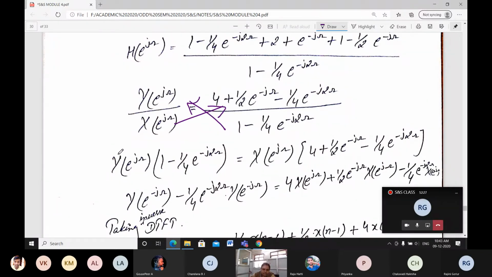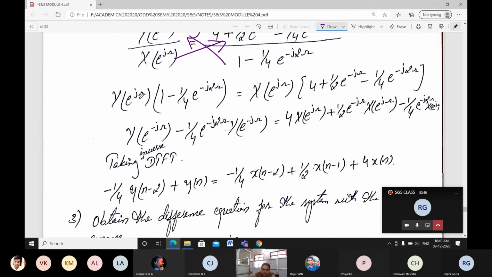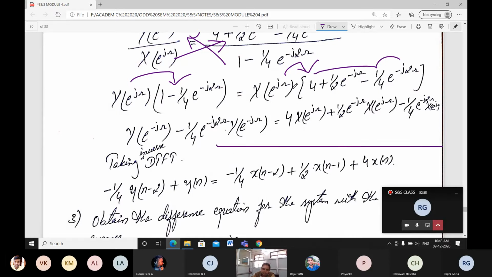Therefore, I will be getting as Y of e raised to j omega into 1 minus 1 by 4 e raised to minus j 2 omega is equal to X of e raised to j omega into 4 plus 1 by 2 e raised to minus j omega minus 1 by 4 e raised to minus j 2 omega. Then multiplying Y of e raised to j omega and also X of e raised to j omega, each element is multiplied. Then take the inverse DTFT.